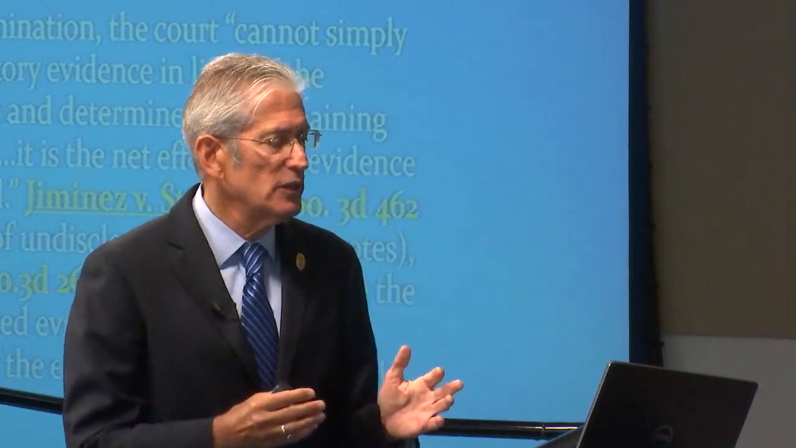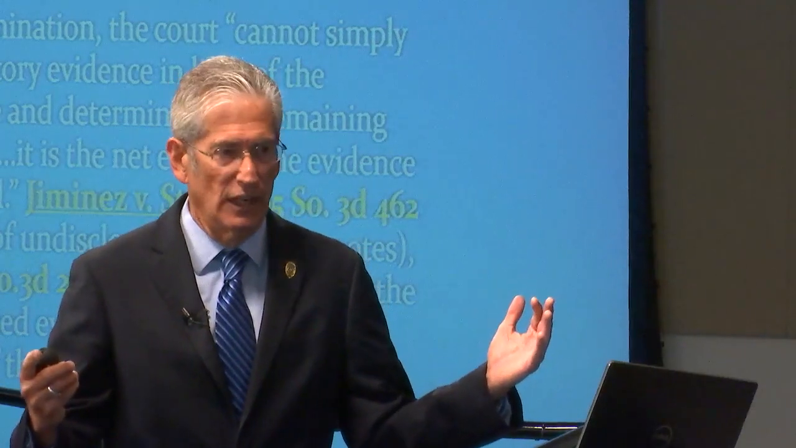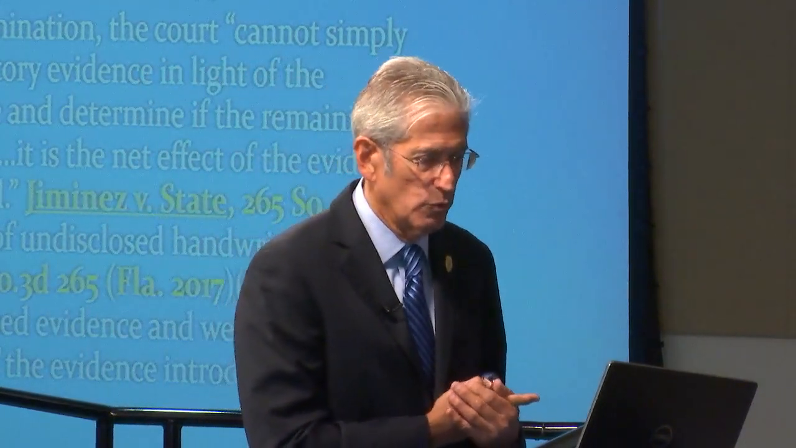There's something called the cumulative materiality analysis. Various courts, starting with the U.S. Supreme Court, hold that the court must conduct a cumulative materiality analysis to evaluate the tendency and force of undisclosed evidence, item by item, before separately evaluating its cumulative effect. One piece of evidence that's withheld might not rise to the level of materiality, but five taken together could result in the jury looking at the case in a whole different light, and there being a reasonable probability that the jury verdict would have been different or it would have made a difference.